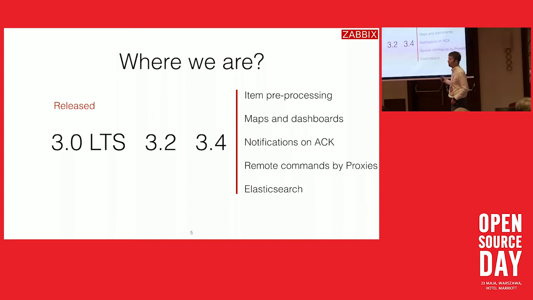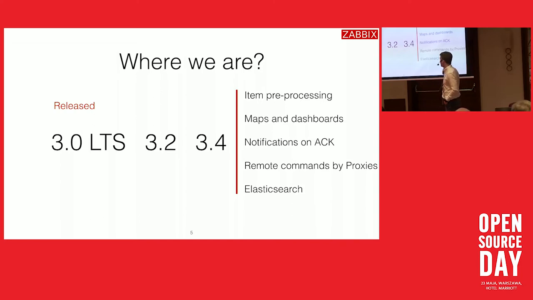One is item preprocessing. This is a very powerful and quite unique feature of Zabbix. This is a way to make conversion pipelines of data in Zabbix. So you receive data in one format, maybe some JSON. At the end, you'd like to get some integers or data converted in some way. So you can do it in Zabbix. Also, maps and dashboard got huge improvements in Zabbix 3.4. Notification on acknowledgements. So as soon as you acknowledge a problem, it is possible to set up notifications. So all people in your team will know already that someone is working on your problem.